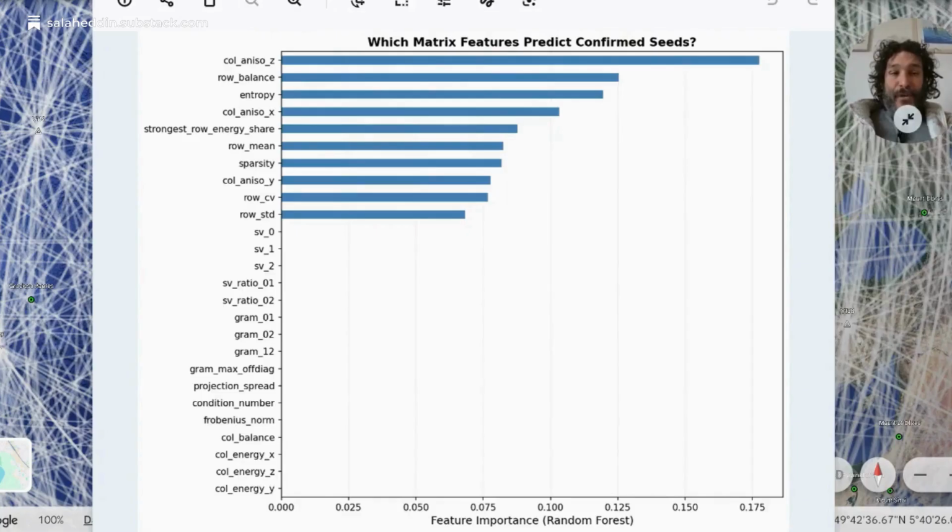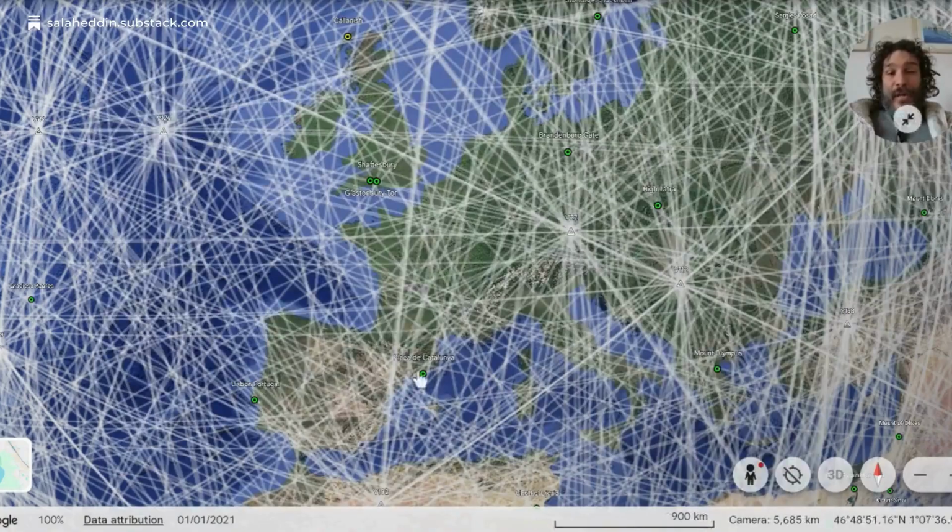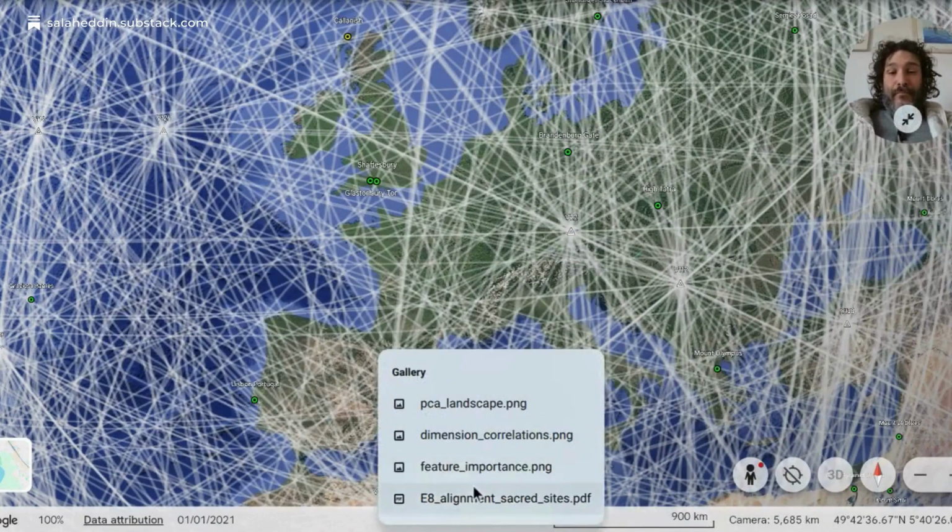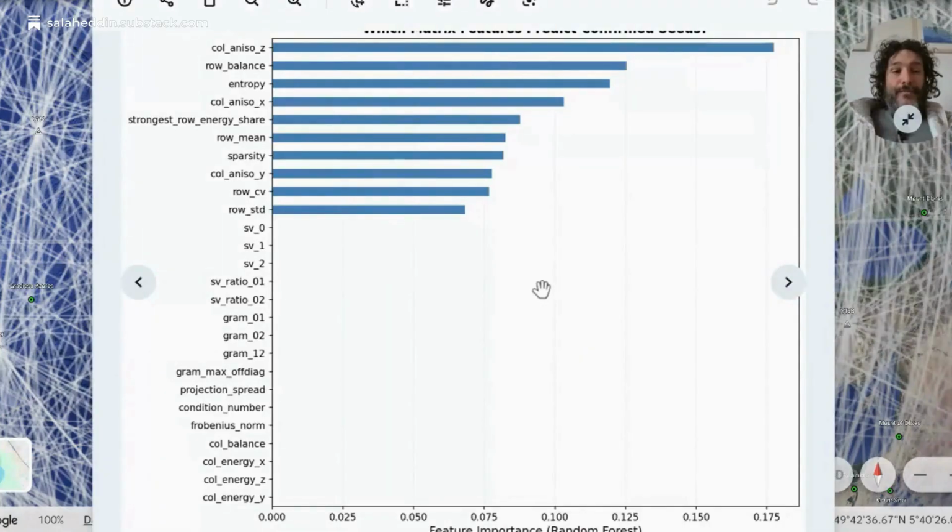That's a measure related to how the polar regions of Earth are handled in the projections. The raw balance comes next, which tells us how evenly the 8 dimensions are weighted. So that came in second. And then you have matrix entropy, the overall complexity of the projection, which came third.